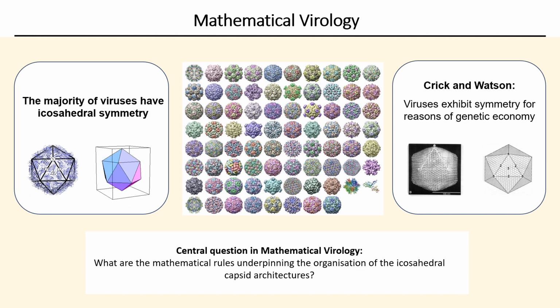However, icosahedral symmetry does not fully constrain virus architecture, as you can see in the examples in the middle. All these viruses are icosahedral viruses, but they look very different. So the central question for the mathematician is, what are the mathematical rules that account for these different incarnations of icosahedral symmetry? Crick and Watson proposed an argument for why viruses use symmetry.